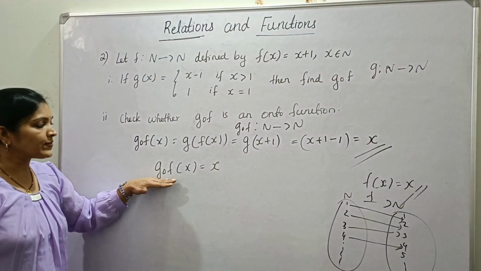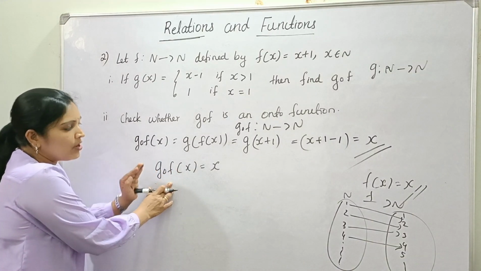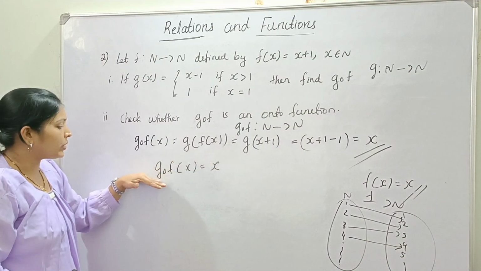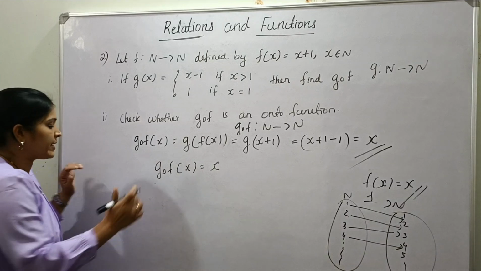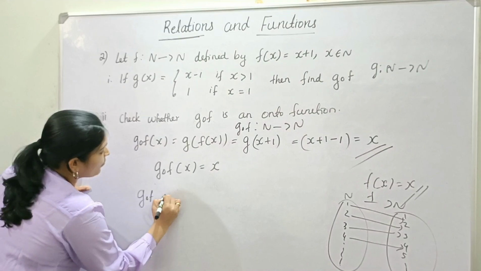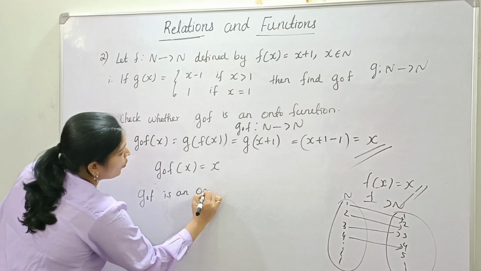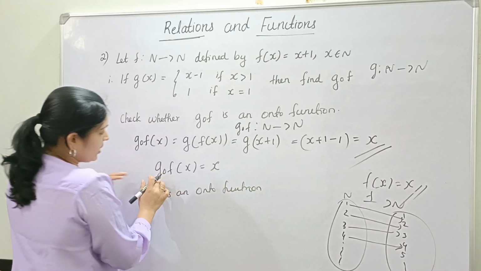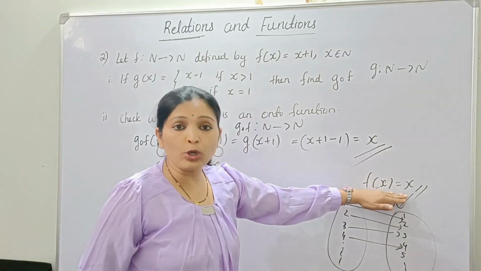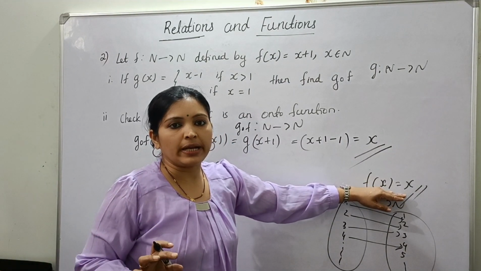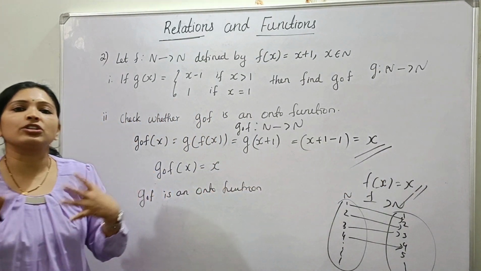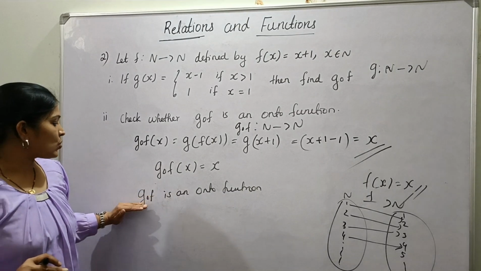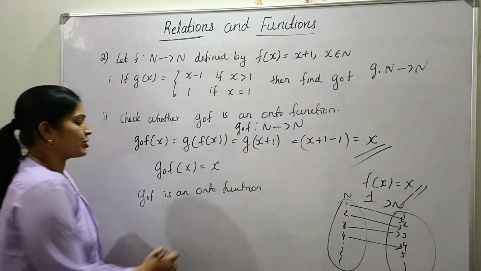Similarly, this function g composite f of x is equal to x. So g composite f is an onto function. This function is called, if f(x) = x, an identity function. So remember, an identity function is an onto function. So g composite f is an onto function.